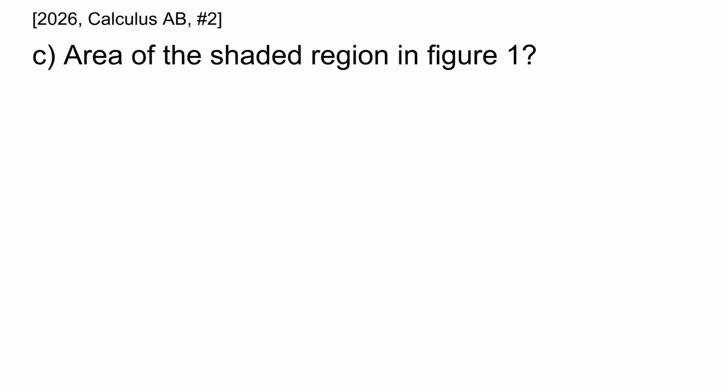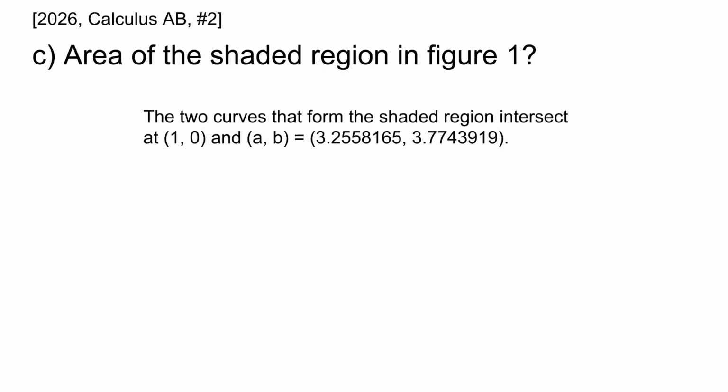In part C of this question, we are asked to find the area of the shaded region in the first of the two provided figures. Because the two curves do intersect in the middle of the interval, we are going to have to figure out where they intersect. The two curves that form the shaded region intersect at (1, 0), and again at the ordered pair (A, B), where A is 3.2558165 and B is 3.7743919.